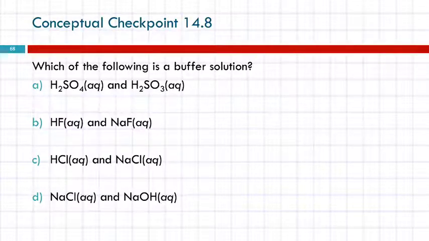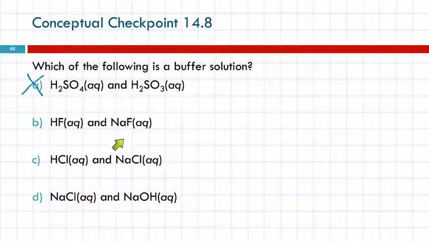We need to be able to identify what is a buffer system or a buffer solution. What we're looking for is a weak acid and its conjugate base. So that's what we're looking for here. So we look at these two pairs. Are those conjugate acid bases? Do they differ by one hydrogen ion? No. They both have 2 hydrogen ions. Those aren't a conjugate acid-base pair. They can't be a buffer.